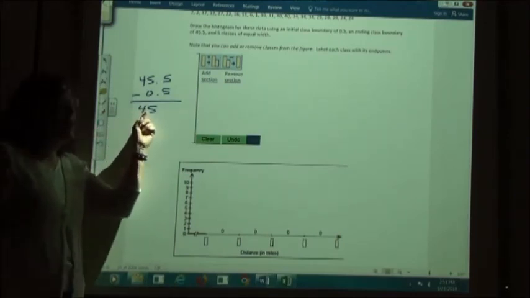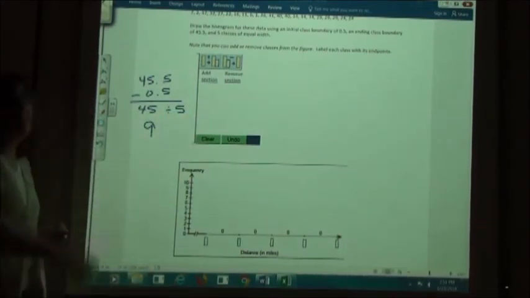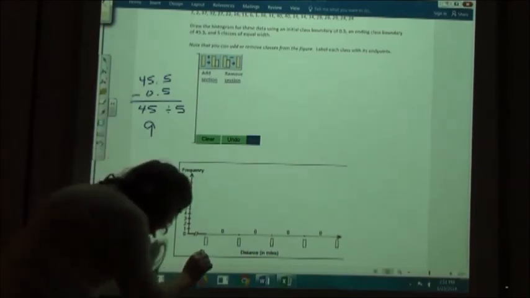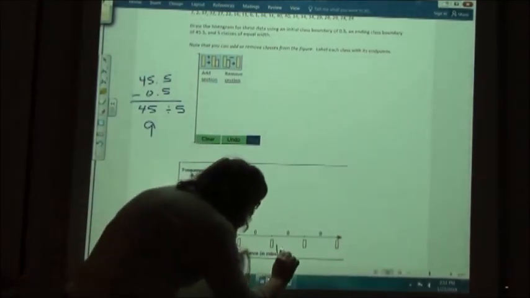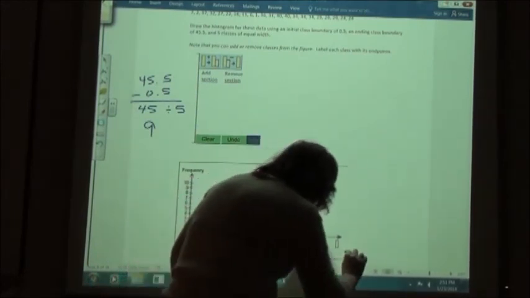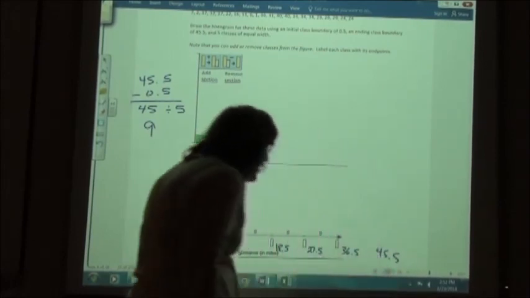All right, so if I divide that by my 5 equal classes, I really should have been doing 9. See, I knew I made a mistake because I didn't end up with the right number. All right, so 0.5, 9.5, 18.5, 27.5, 36.5, and then we should end up at our 45.5. All right.